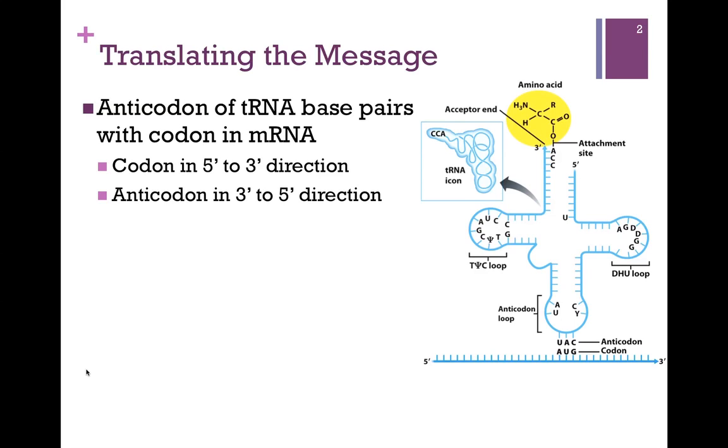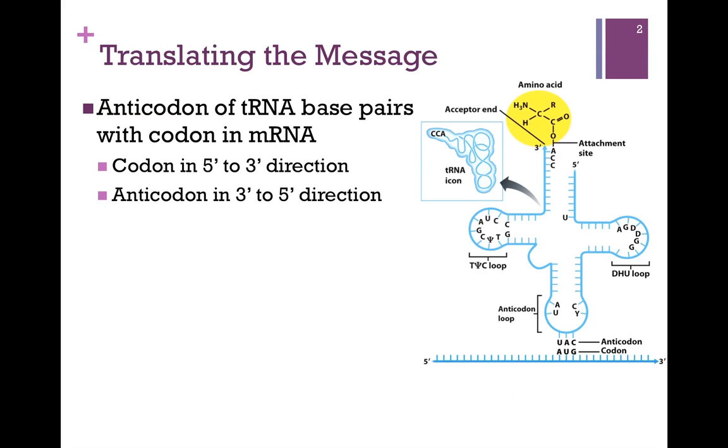However, always keep in mind the actual form in the cell is the three-dimensional shape, that L-shaped structure in our smaller box here. Of course, the amino acid is attached at the 3' end. This will be the amino acid that will be delivered. So in this case, we have the message at the bottom of the screen here. It's going to be translated in the 5' to 3' direction. That was the direction in which it was synthesized.